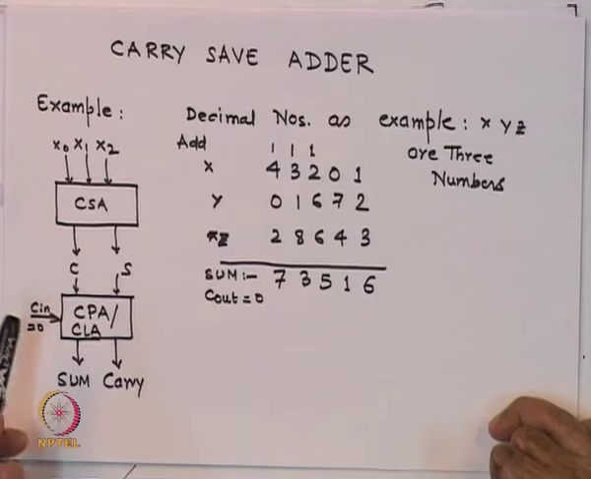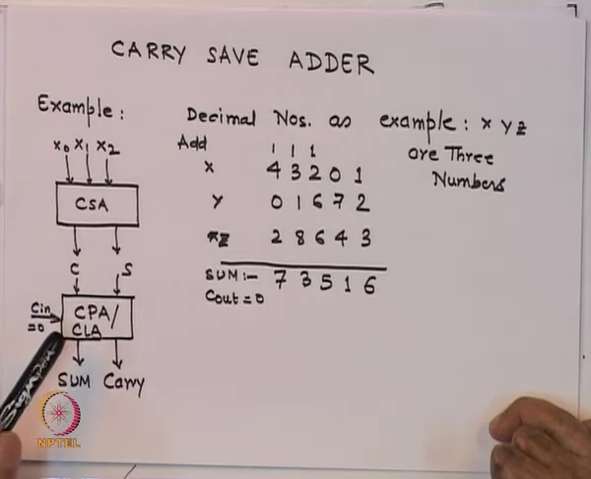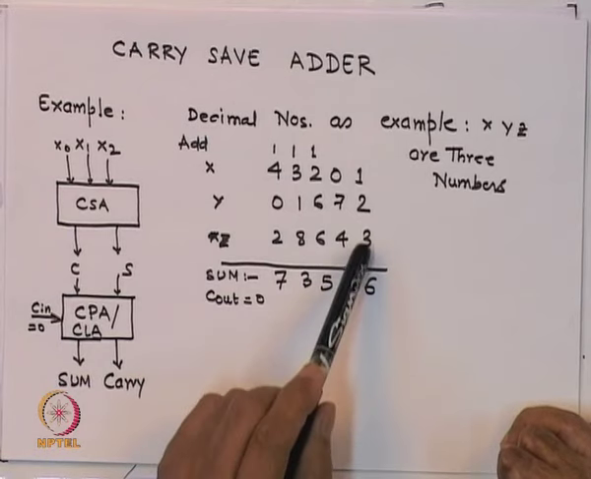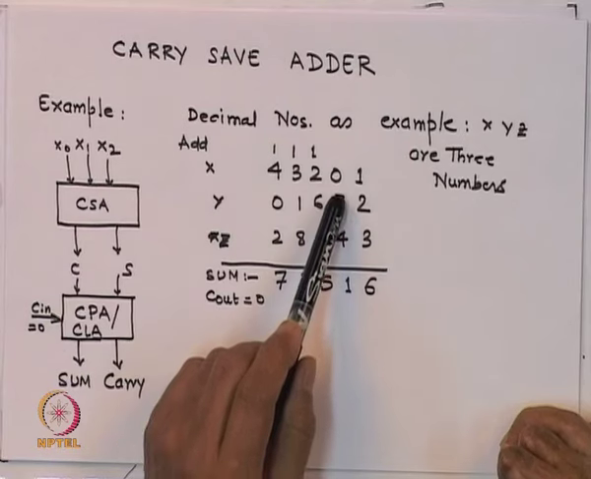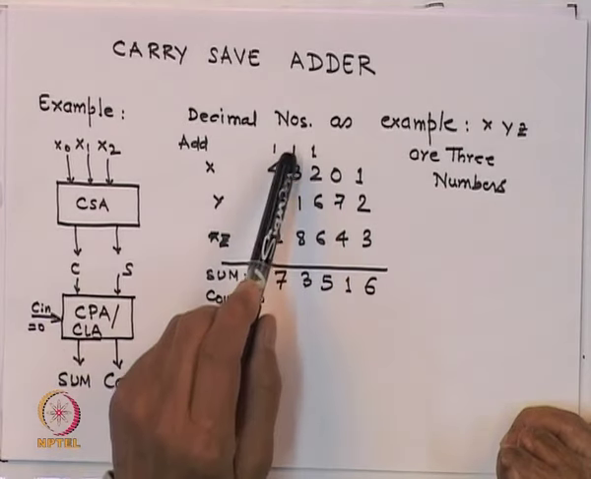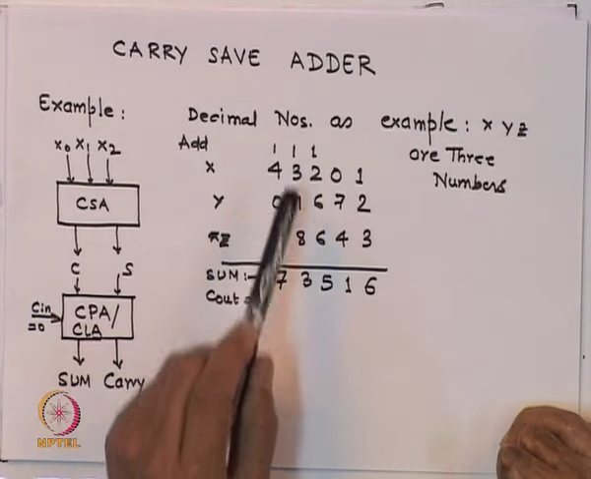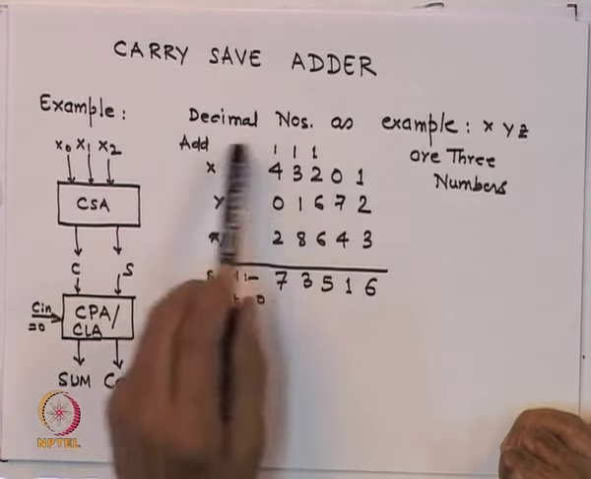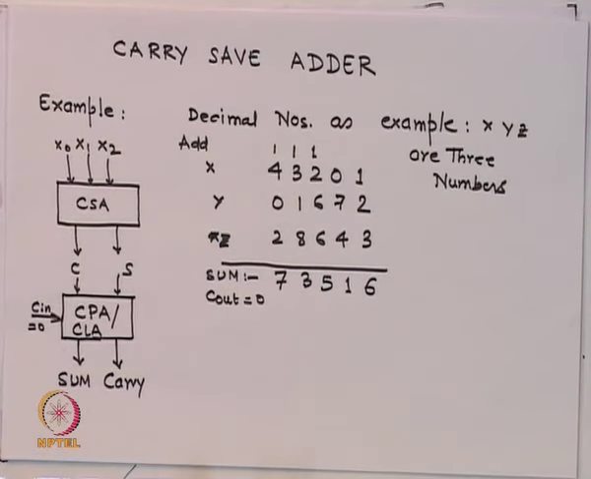Let us take 3 numbers x, y, z, in decimal in the tens of thousands. For example, x is 43,201, y is 1672 and z is 28,643, and I want to add. What do I do in normal decimal addition? 3 plus 2 plus 1 is 6, 7 plus 4 is 11, so I put 1 and carry 1. Then 6 plus 6 is 12, plus 2 is 14, plus 1 is 15, carry 1. 8 plus 1 plus 3 is 12, plus 1 is 13, carry 1. 5 plus 2 is 7. No carry because it is the last digit. So the sum of these 3 numbers is 73,516. This is what decimal does.